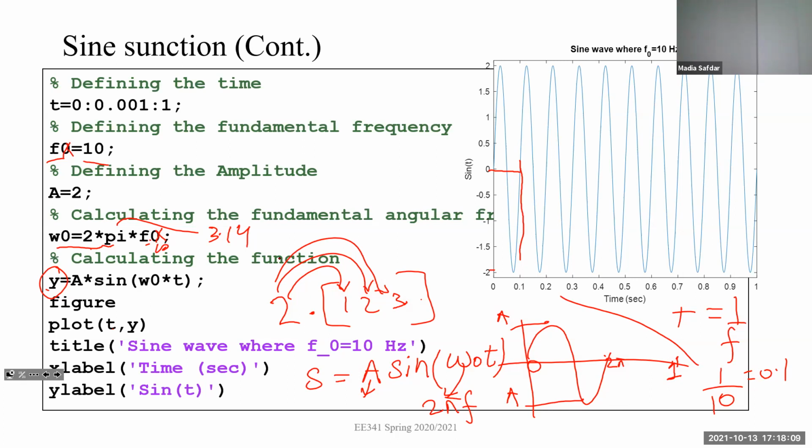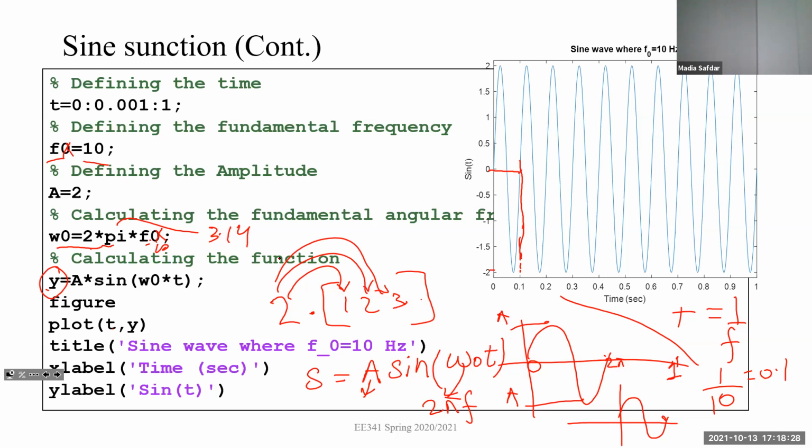Also, you can see from here, one waveform completes up till here. You know that. One waveform completes its cycle here. If you see this window, this is almost coming here. It means at point 1, it's completing one cycle.